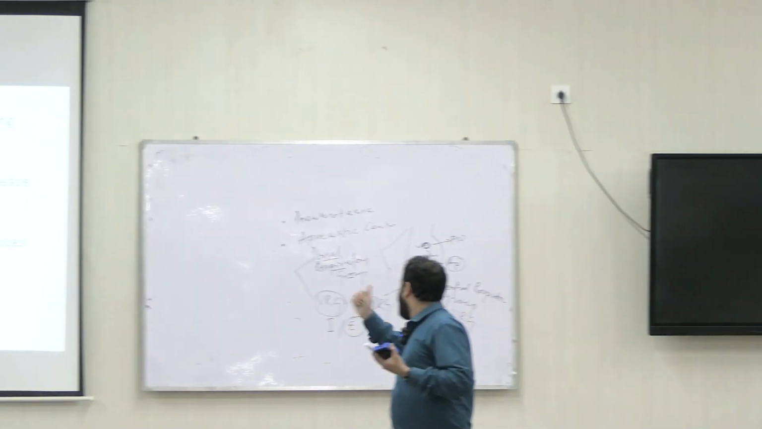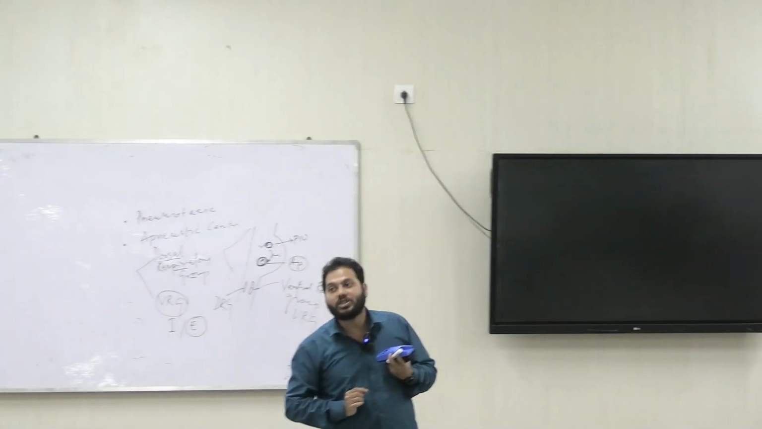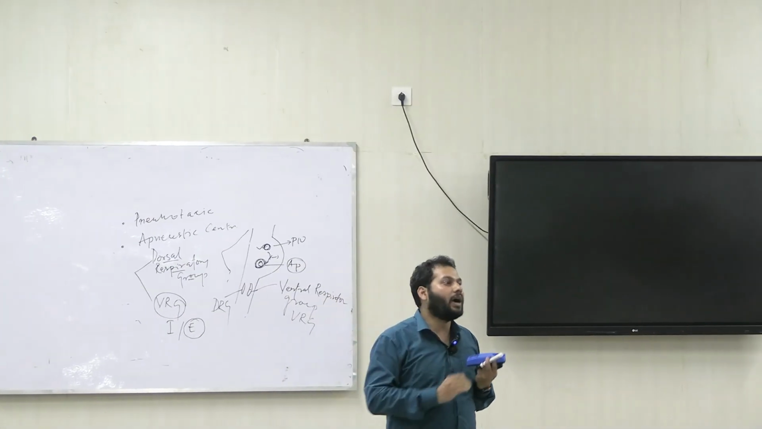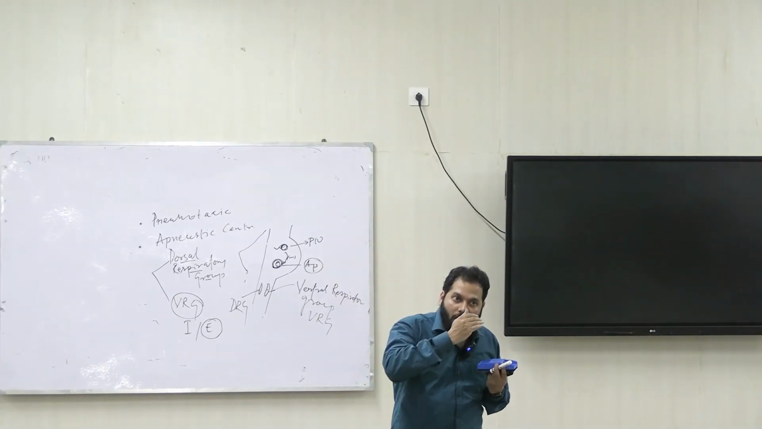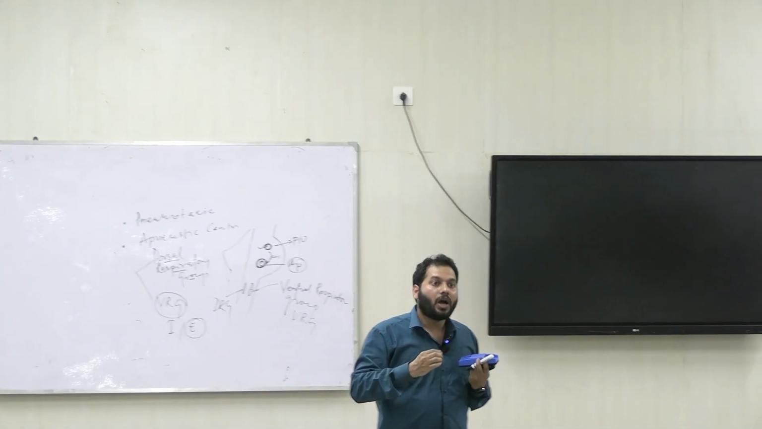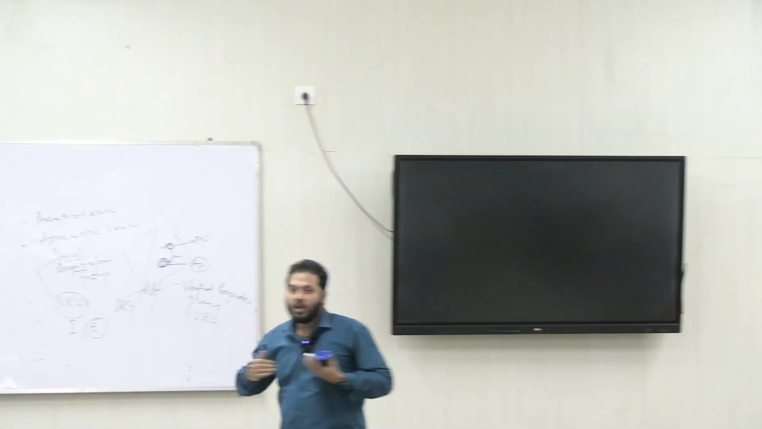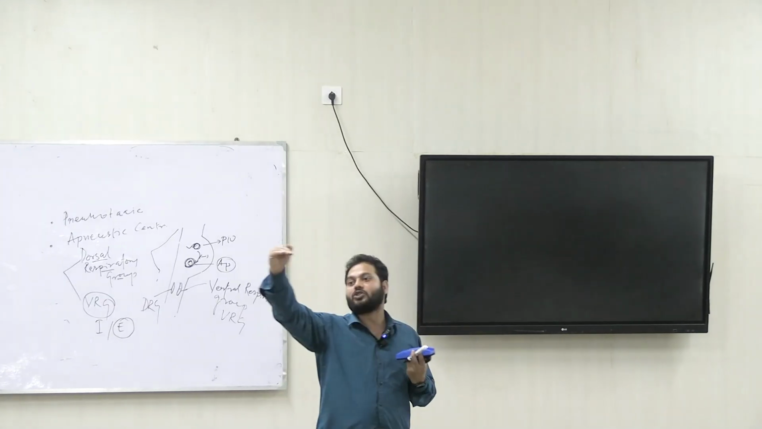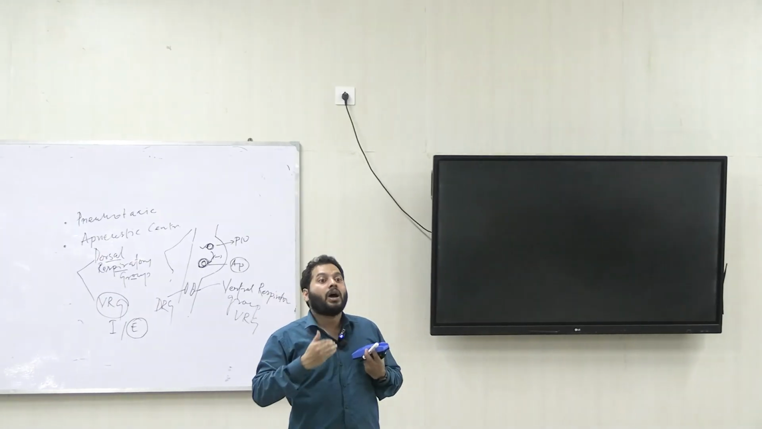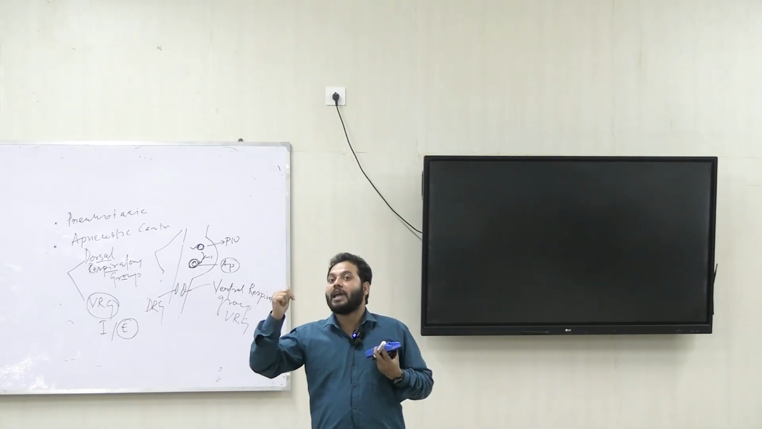So here, two more things I have discussed. That is about apneusis. So what is apneusis? It is prolonged inspiration. It happens when our dorsal respiratory group continuously maintains inspiration only. So here the activity of the dorsal respiratory group is controlled by the apneustic center.